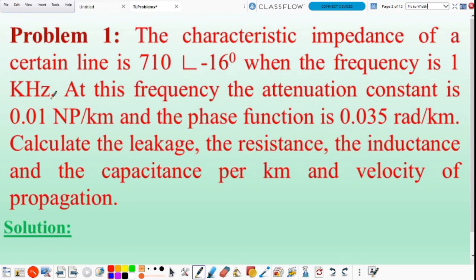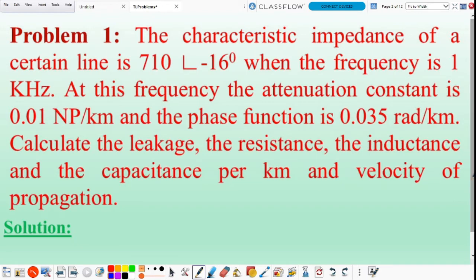1 kilohertz. At this frequency, the attenuation constant is 0.01 Napier per kilometer and the phase function is 0.035 radians per kilometer. Calculate the leakage, the resistance, the inductance and the capacitance per kilometer, and also calculate the velocity of propagation. And this is the given data.